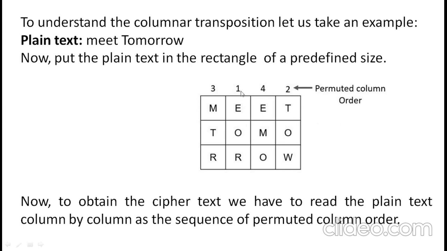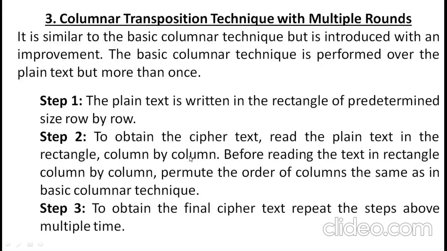When it comes to the column order, the first column is number 1, this one. The ordering is already given, the permuted column order. After reading EOR, you should read TOW, then you can go for MTR, then EMO. This is how you can obtain the ciphertext.